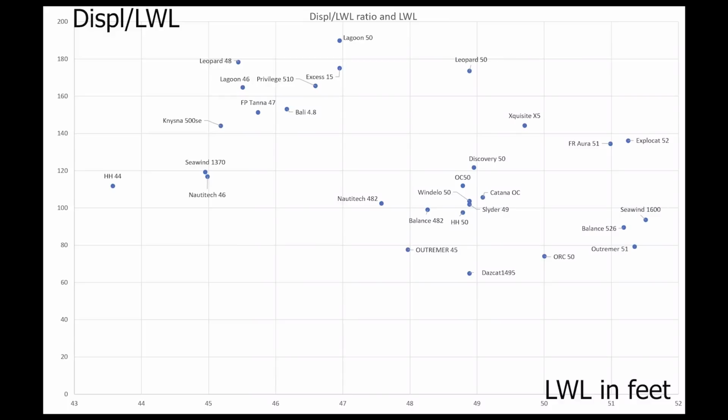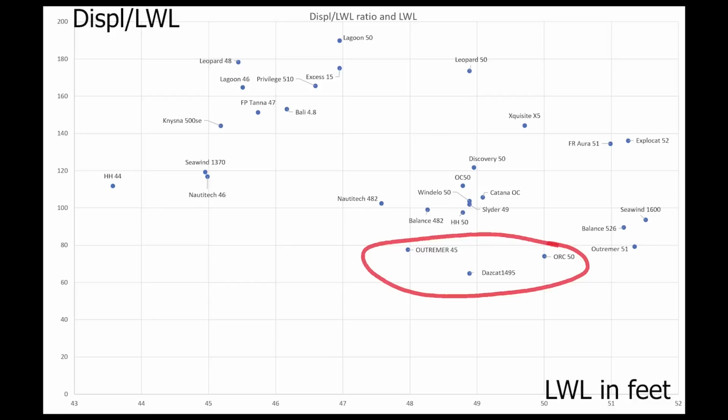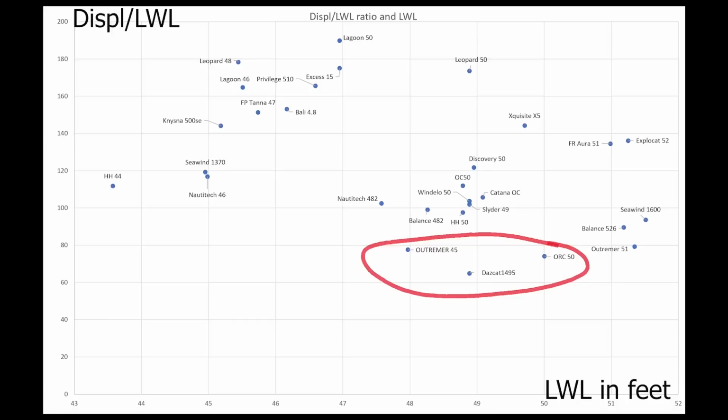Okay, so let's have a look at all of this on the graph. We've got length on the waterline on the bottom and displacement to length ratio on the left. As you said, we want the lowest number. The lowest is the Dazcat, followed by the ORC 50, then the Outremers, and then a bunch of other ones. The top ones are the Leopard 50, the Lagoon 50, and the Leopard 48.